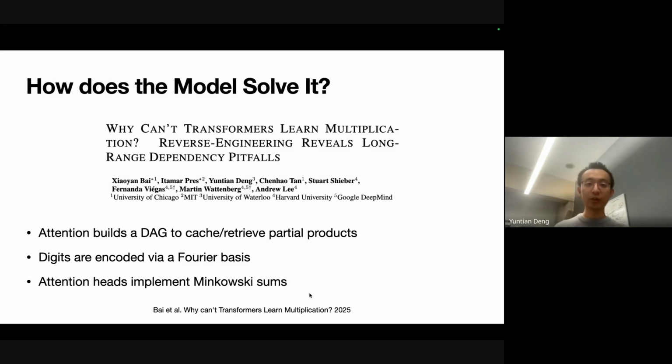For more details, I recommend looking at this paper, which is called Why Can't Transformers Learn Multiplication? Reverse-Engineering Reveals Long-Range Dependency Pitfalls.